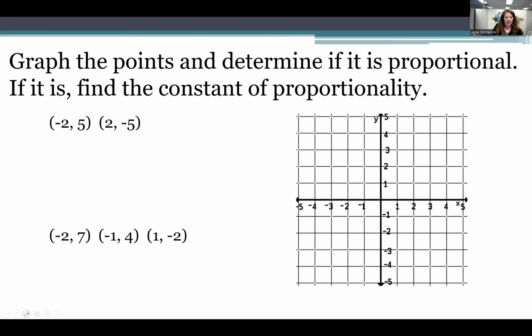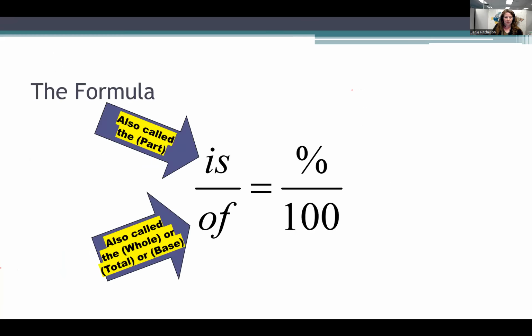All right, let's try the next one. So we're going to graph -2, 7. Well, that would be way up here somewhere. 5, 6, 7. About right there.